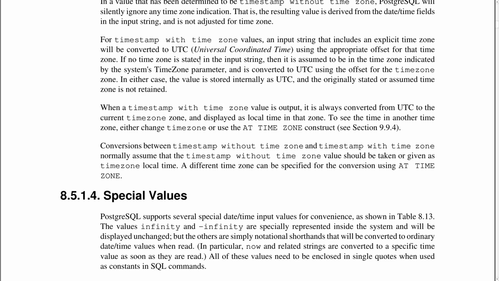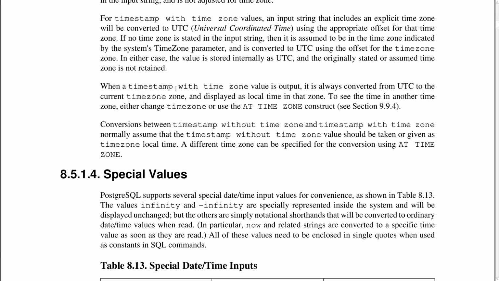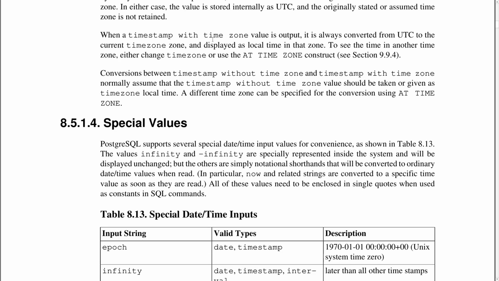If no time zone is stated in the input string, then it is assumed to be in the time zone indicated by the system's time zone parameter, and is converted to UTC using the offset for the time zone. In either case, the value is stored internally as UTC, and the originally stated or assumed time zone is not retained. When a timestamp with time zone value is output, it is always converted from UTC to the current time zone and displayed as local time in that zone.